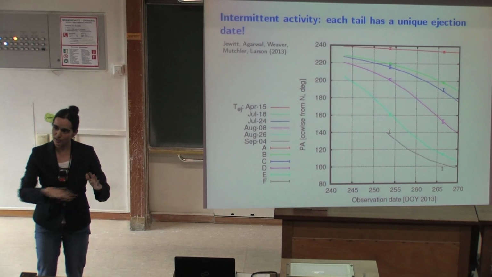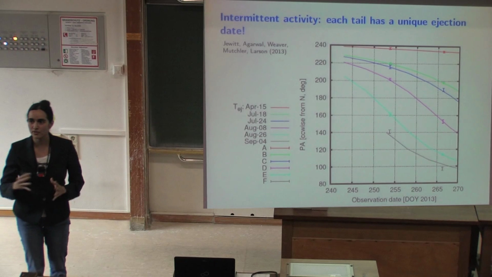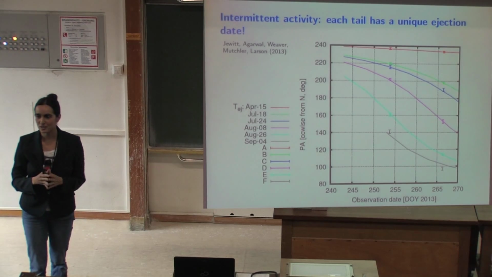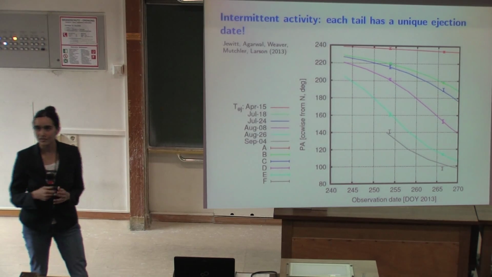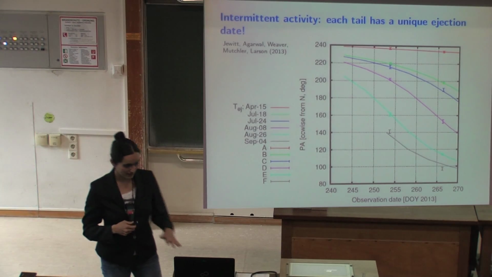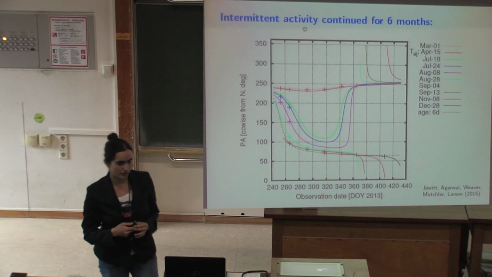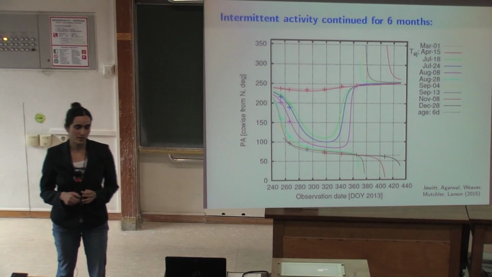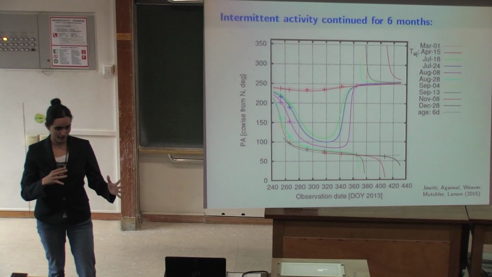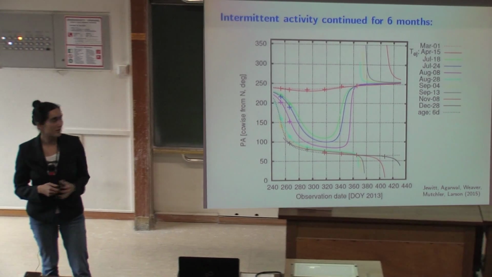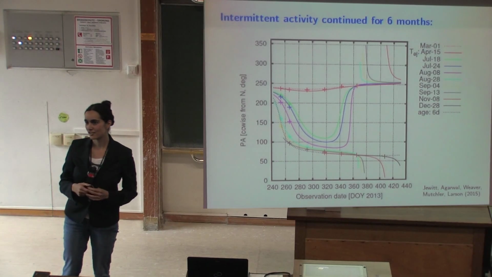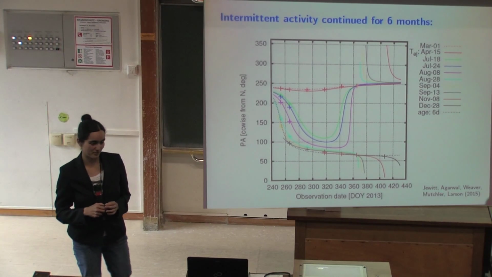It was active and then it shut down for a week or 2 or a month, and then again ejected some dust and then shut down again. And this happened 6 times, and this created the 6 tails. And we got even more data and followed it for about 6 months and found that the old tails dissipated, but new tails appeared. So we found that this intermittent activity continued for at least 9 months.